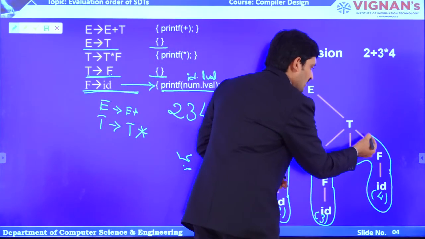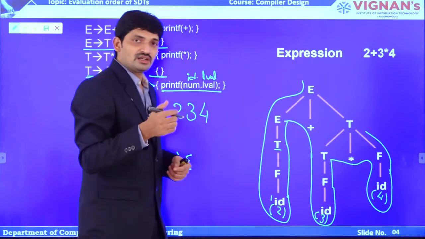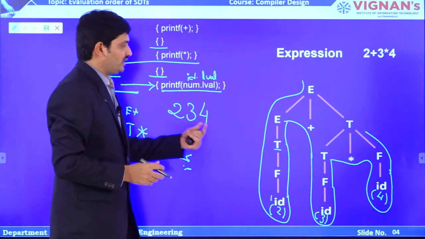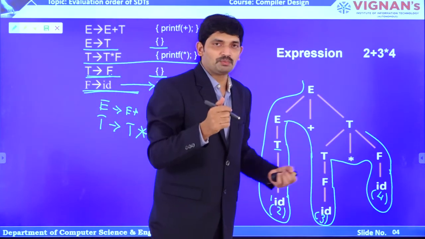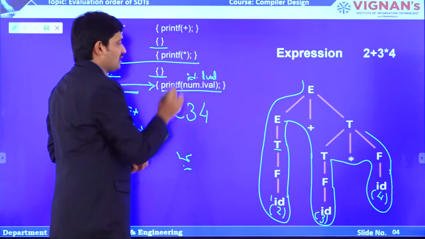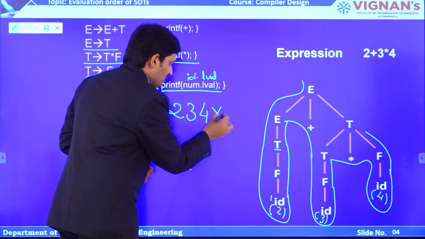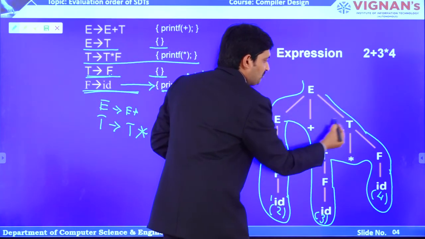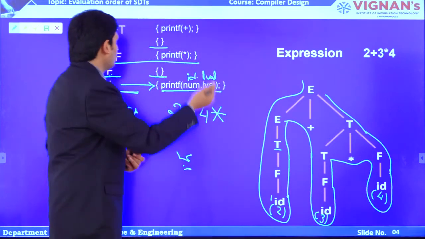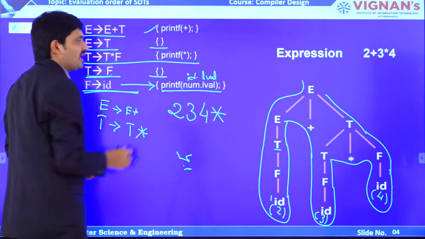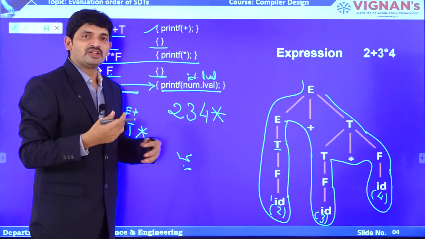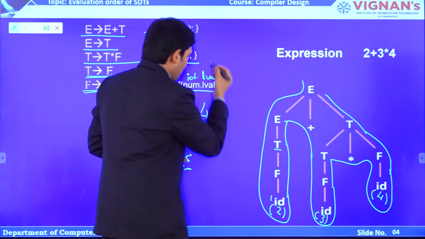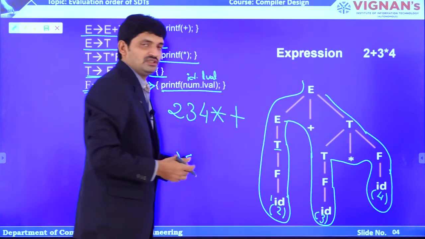Now, T star F is reduced to T. When T star F is reduced to T, we have to perform the action of printing the star symbol. So, print the star here. Now, when E plus T is reduced to E, go to the particular production and check the corresponding action. Here the corresponding action is printing of the plus symbol. So, according to the action, we print the plus here.